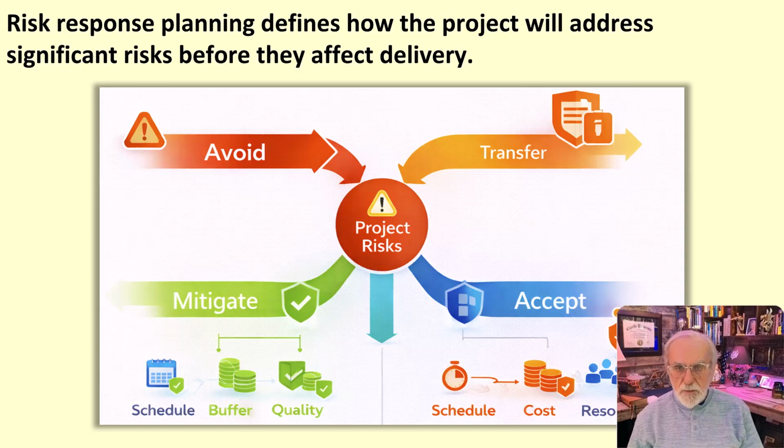Some risks may be avoided by changing the plan or removing the source of uncertainty. Others may be mitigated by reducing either the likelihood of occurrence or the size of the impact. In some cases, risk may be transferred, such as through insurance, contracting, or outsourcing arrangements. In other situations, the team may choose to accept the risk, especially if exposure is limited or the response would be impractical.